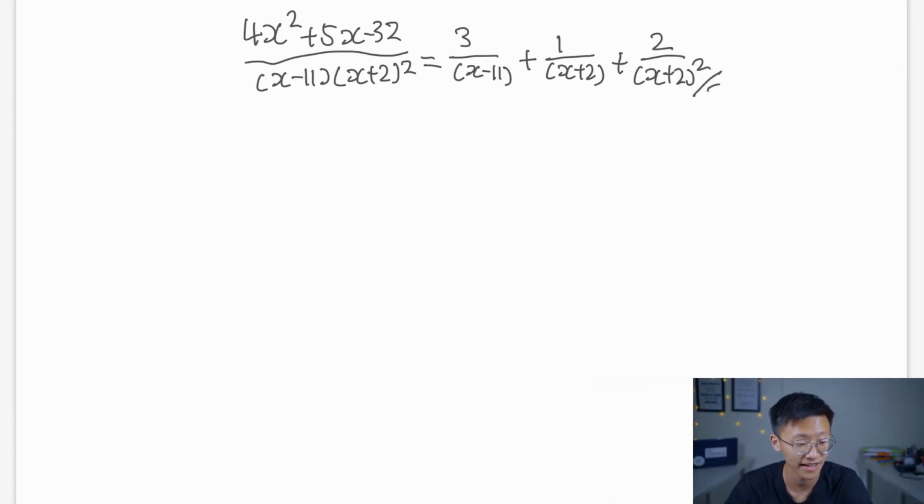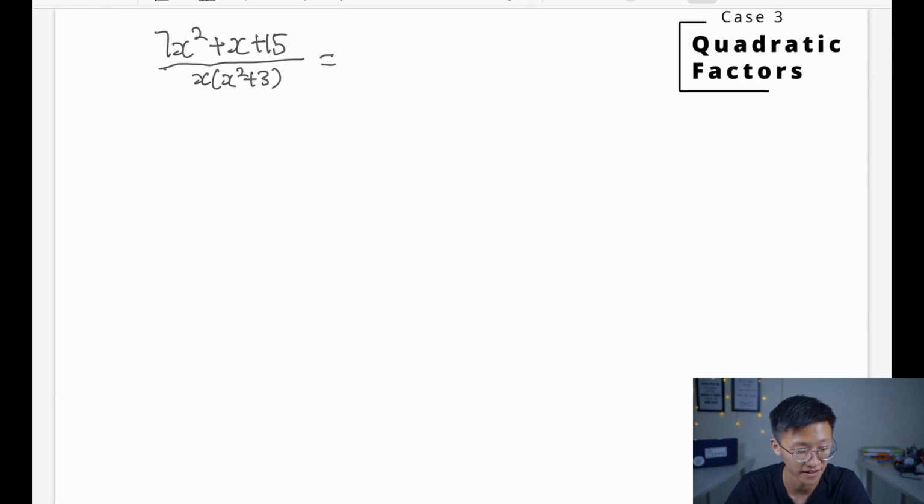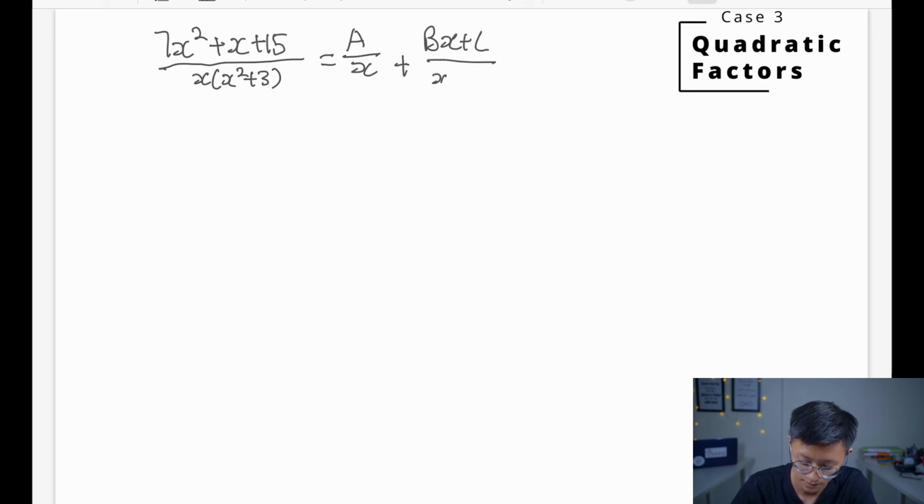So, now we have looked at case 2 with repeated linear factors. We will now look at case 3 with quadratic factor. We can see that there is a quadratic factor in the denominator. So let us express it as a partial fraction and label them as equation 1. Next step, let us multiply both sides by the denominator, x multiplied by x squared plus 3, and label this as equation 2.